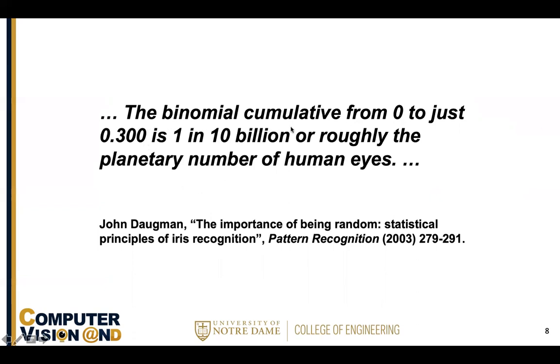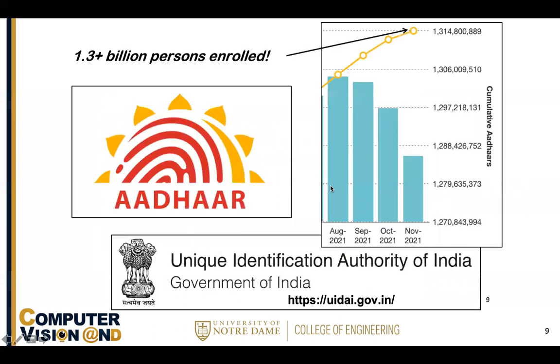And I illustrate here a quote from one of John's early papers. The binomial cumulative from 0 to just 0.3 is 1 in 10 billion, or roughly the planetary number of human eyes. John was given in some of his writings to making statements like this, implying that iris recognition has the raw power to distinguish between all of the individuals on planet Earth, the planetary number of human eyes.